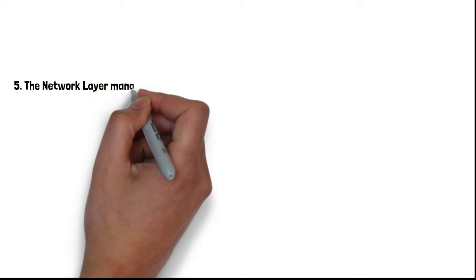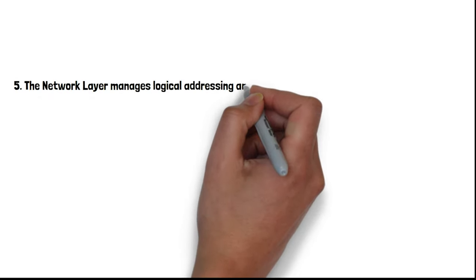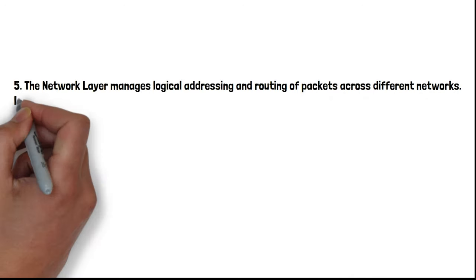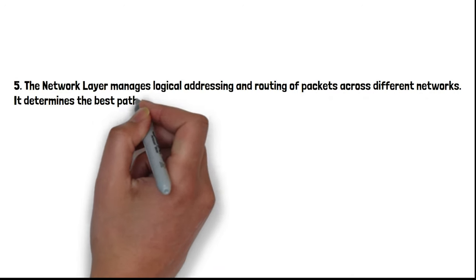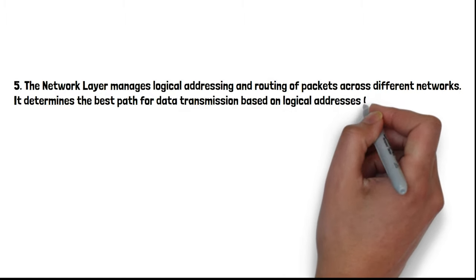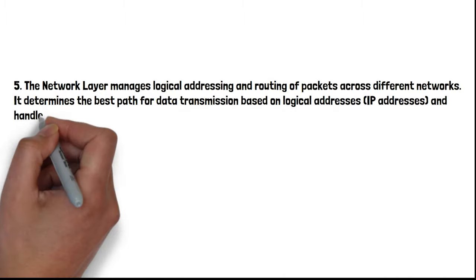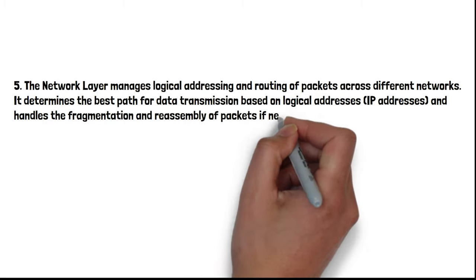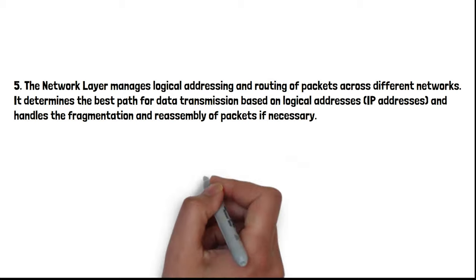Network layer. The network layer manages logical addressing and routing of packets across different networks. It determines the best path for data transmission based on logical addresses, IP addresses, and handles the fragmentation and reassembly of packets if necessary. The Internet Protocol, IP, is a key protocol at this layer.